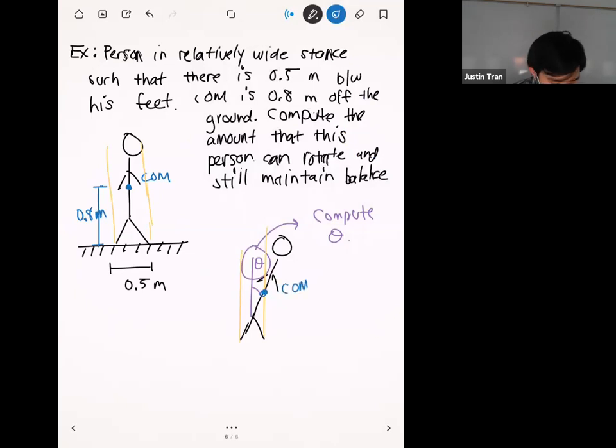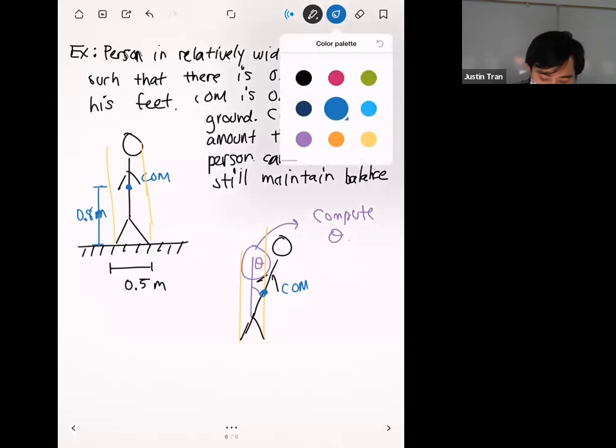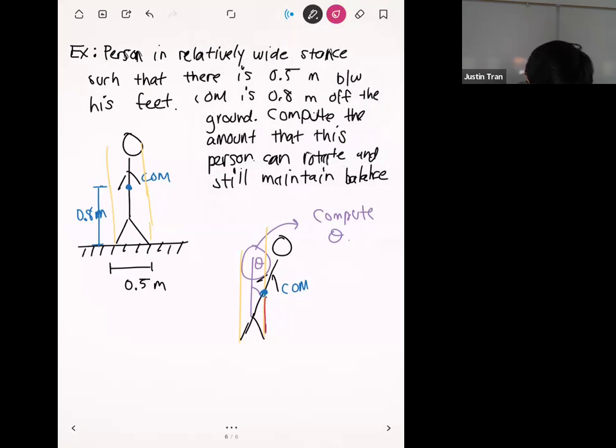Let's go ahead and draw a triangle that illustrates this geometry. If we draw a triangle that looks like this, one edge of the triangle will be the vertical height that the center of mass is off the ground. The horizontal distance will be around there, about half the base of support. I drew it kind of weird. Then the hypotenuse will connect those two.